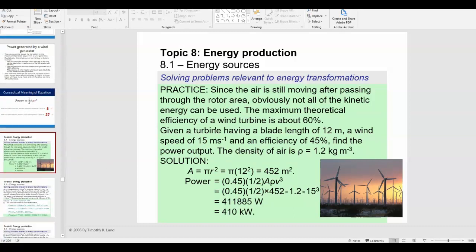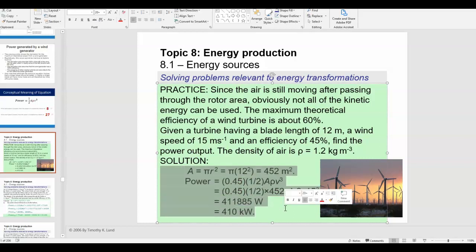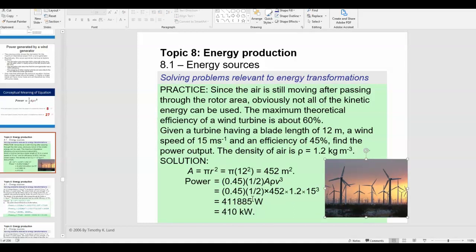Here in this example, you can see a basic calculation, just to give you an idea of what this type of problem might look like. The question says, since the air is still moving after passing through the rotor area, obviously not all the kinetic energy can be used. The maximum theoretical efficiency of a wind turbine is about 60%, which is higher than the 50% we got for a natural gas power plant, but still limited. Given a turbine having a blade length of 12 meters, a wind speed of 15 meters per second, and an efficiency of 45%, find the power output. And you can see this calculation here. It's just a matter of plugging numbers into the equation. It's not anything super complicated, so I'm not going to write that out. You can see the calculations here on your own.